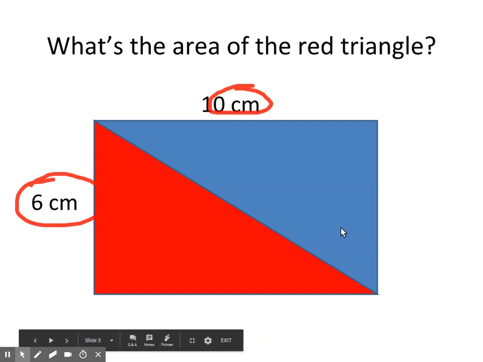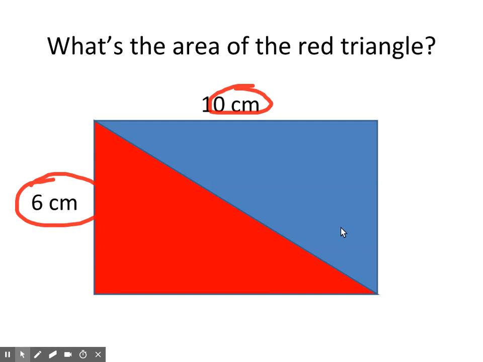Well, if you look at the picture, you can clearly see that the red triangle appears to be half of the original rectangle. So we're still going to work with this 6 and this 10, but this time we're going to divide it in half. So 6 times 10 we know is 60, and then we're going to divide that in half. So the area of just the red triangle would be 30.